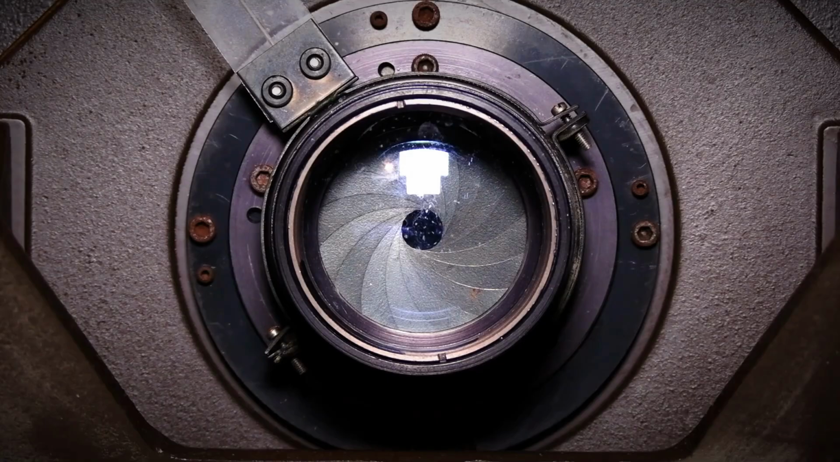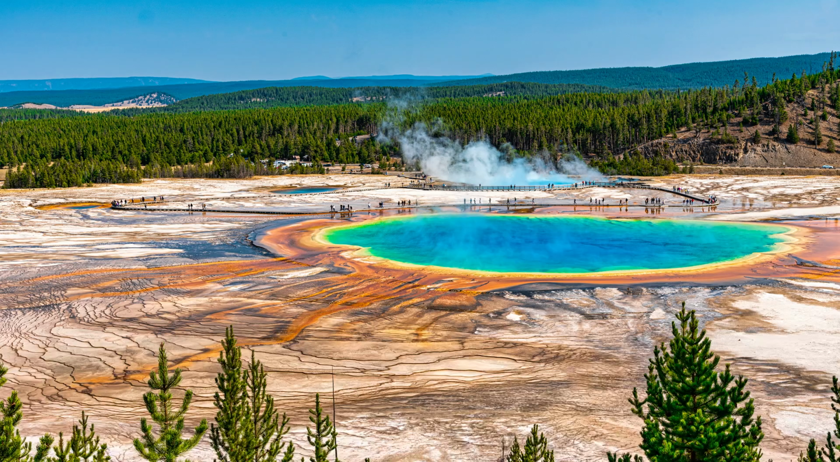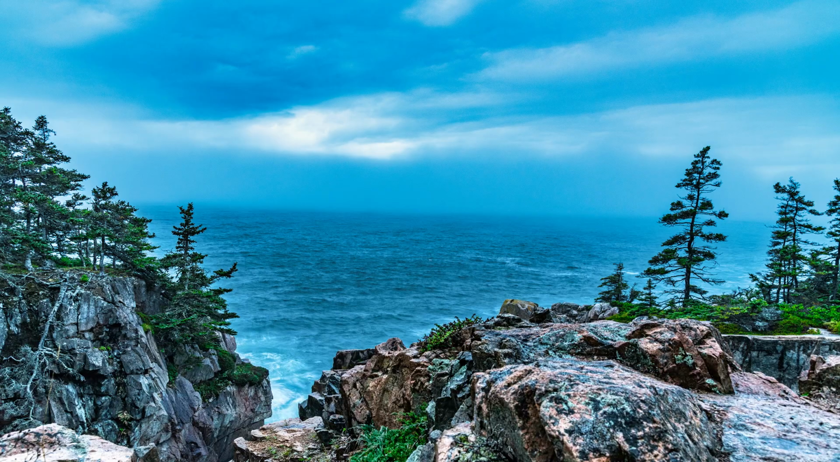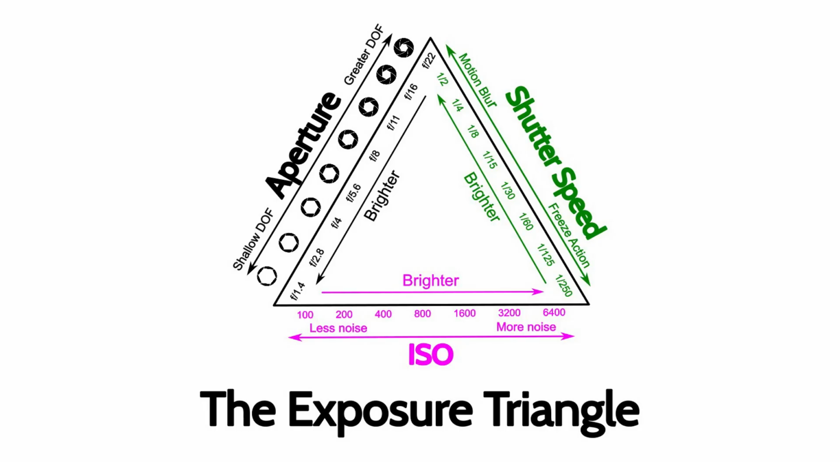On the flip side, a higher f-stop number, like f16, means a smaller opening. Less light gets in, but way more of your scene is in focus. That's why landscape photographers love high f-stops. Everything from the flowers in the front to the mountains in the back stays sharp.